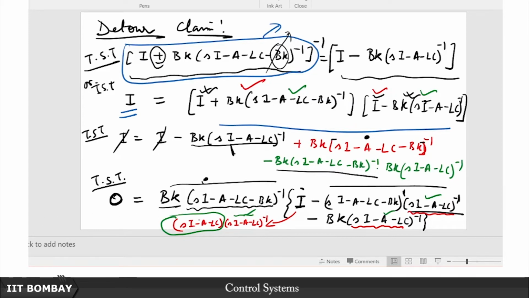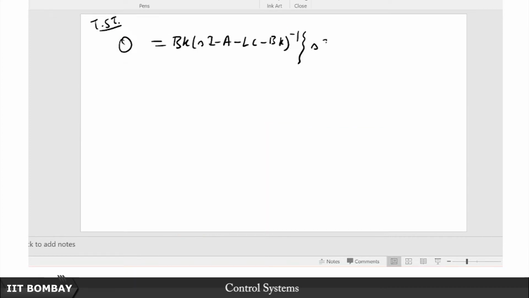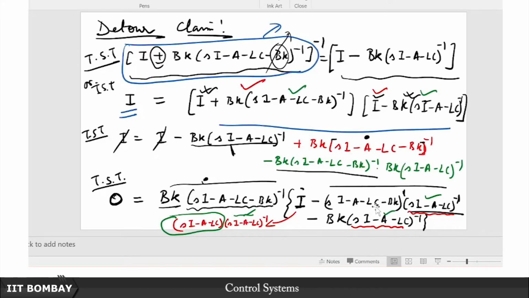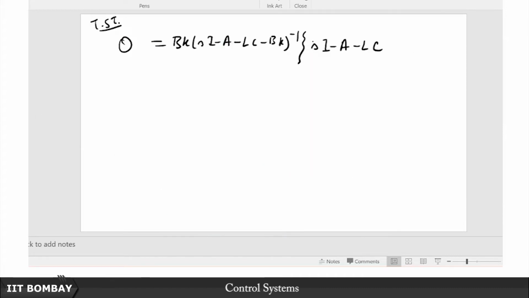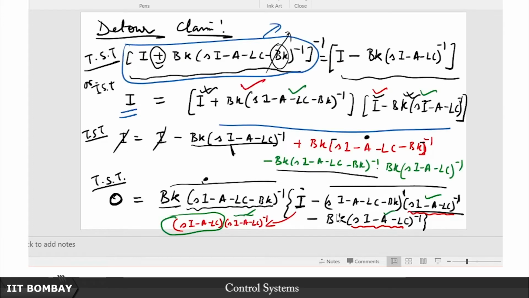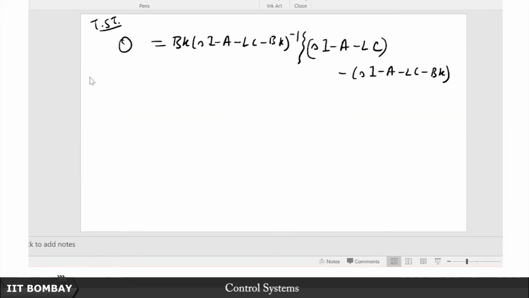So what I am left with now is (Si minus A minus Lc), then minus (Si minus A minus Lc minus bk), with a bracket. What about the last term? I am going to take this out common, so what I am left with is a minus bk. And then I will have this (Si minus A minus Lc) whole inverse.